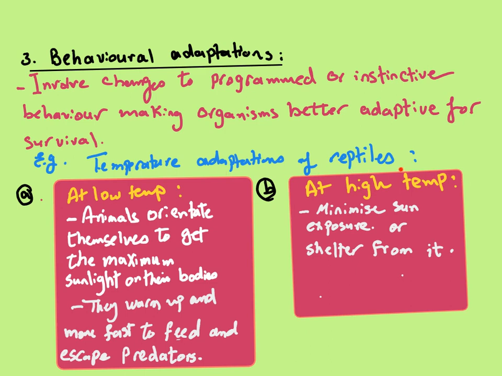We have here an example, the temperature adaptation of reptiles. At low temperature, the animals orientate themselves to get the maximum sunlight on their bodies. They warm up and move fast, so they can escape from predators and they can feed themselves as well. While at very high temperature, they change their behavior. They minimize sun exposure, so they can hide, they can crawl their body, or they can hide in the sand or shelter from it in order to reduce the heat gain and not to feel very hot at very high temperature.